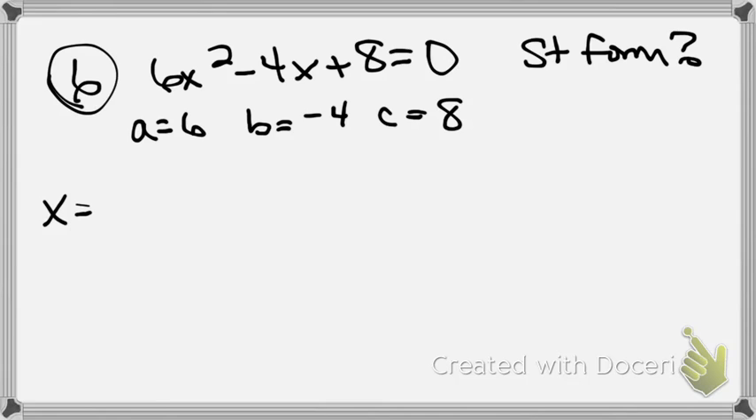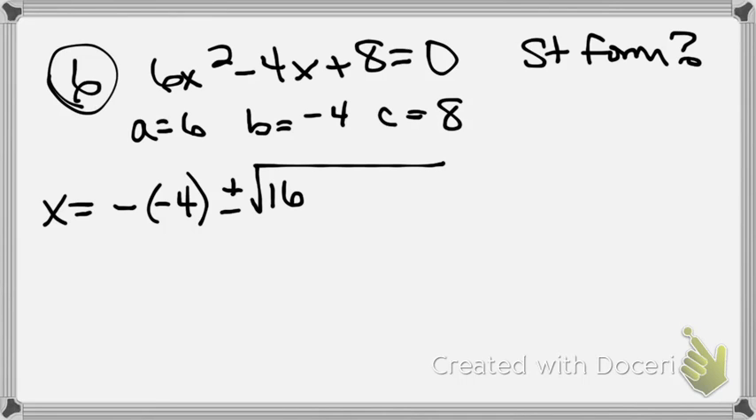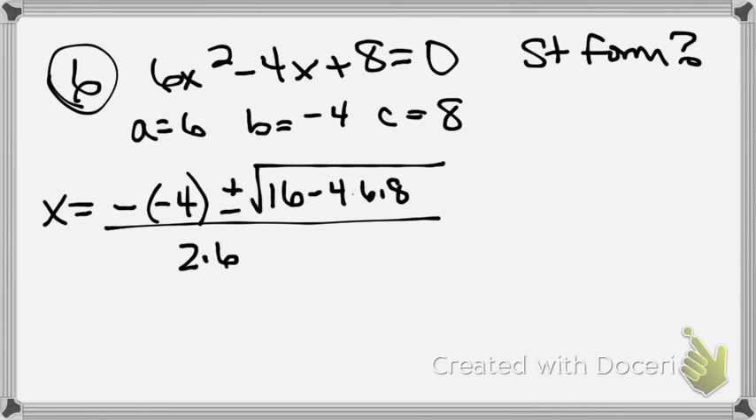So x equals minus b plus or minus the square root of b squared, which is 16. I'm just going to skip a step and put that in there. Minus 4 times 6 times 8. That's b squared minus 4ac, and a and c are both positive. All over 2 times 6.